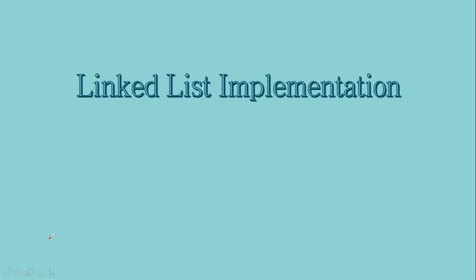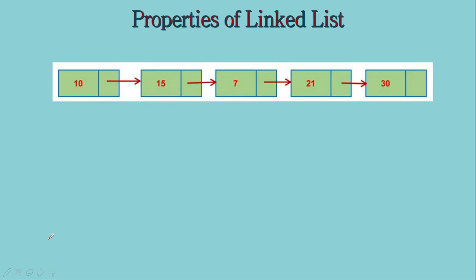Hi everybody, in this video we are going to start the implementation of linked list in C++. So this is how a linked list is going to look like. If there are 5 elements, then each of the values will be stored in one node, right? So 5 values means 5 nodes will be there, and the 5 nodes will be connected like this.